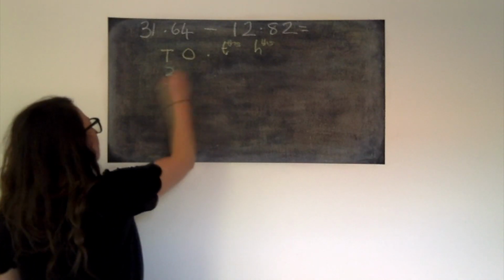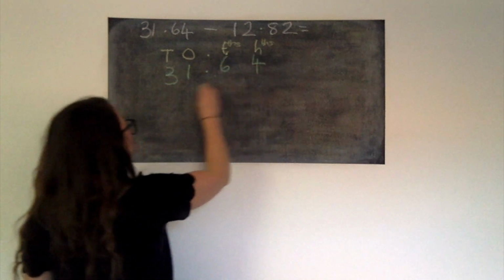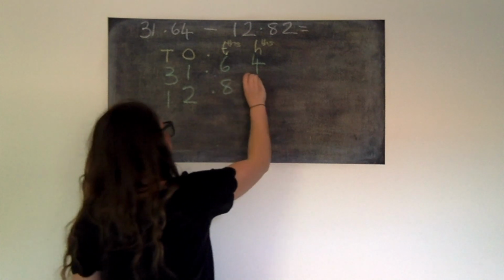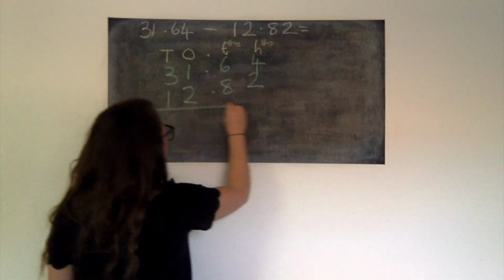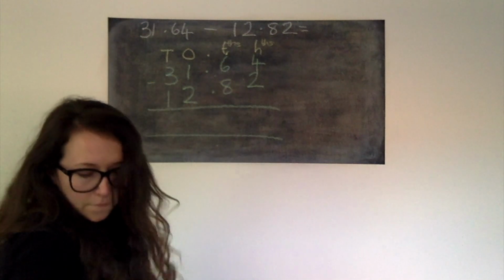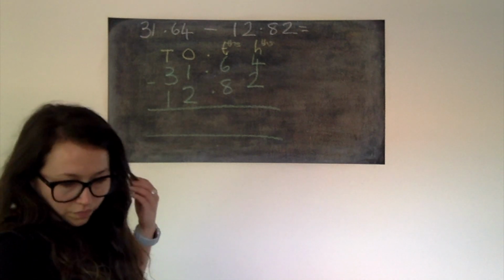Okay, same as before, so we should have our place value set out above the top and then writing in our biggest number first, so 31.64, and then underneath 12.82, making sure we line up that decimal point. Starting with our smallest value in the hundredths, we've got 4 hundredths take away 2 hundredths, gives us 2 hundredths left. Then in our tenths, 6 tenths take away 8 tenths we can't do.